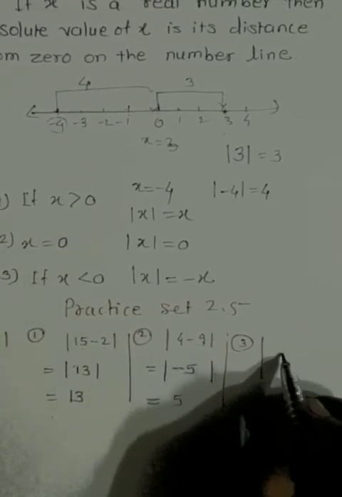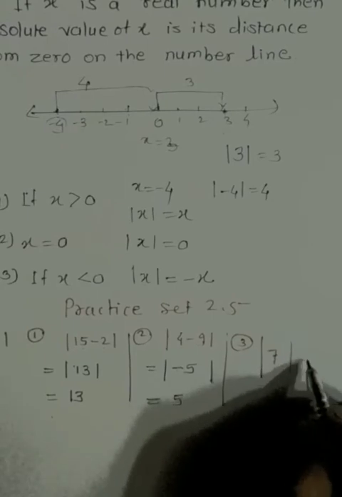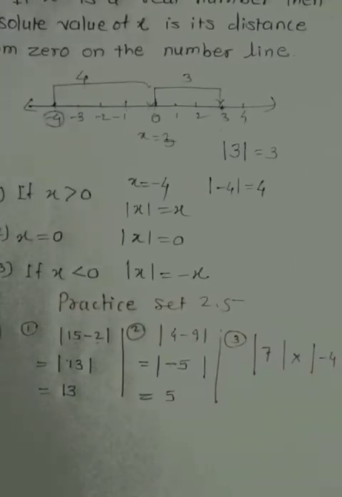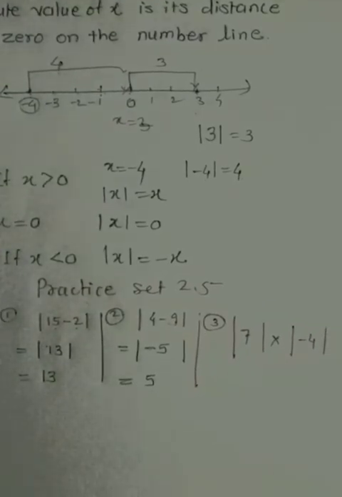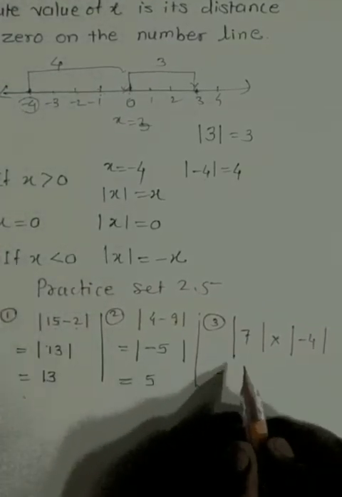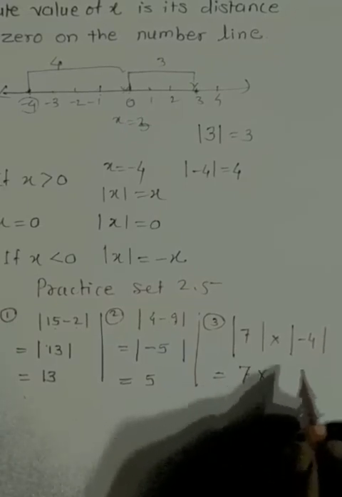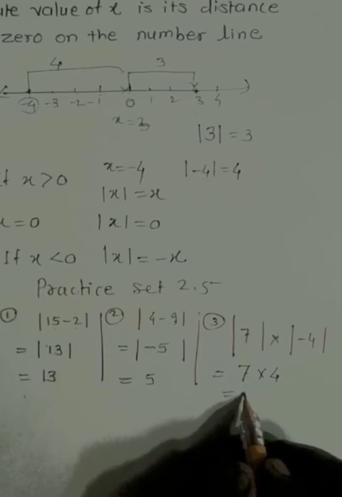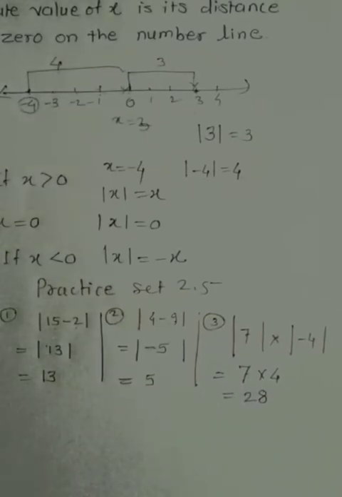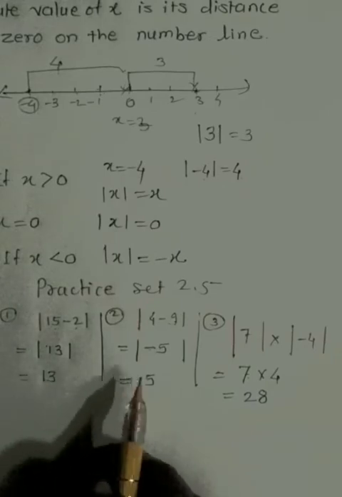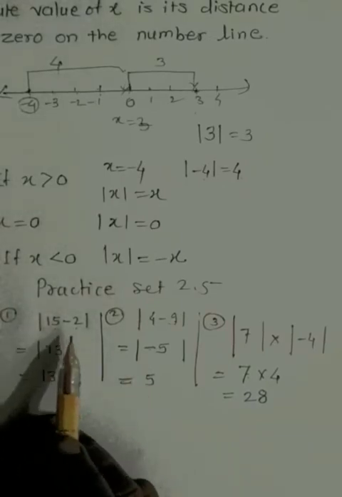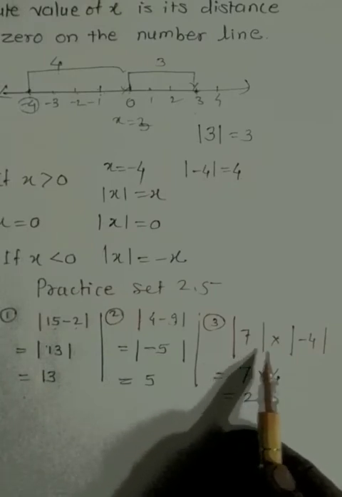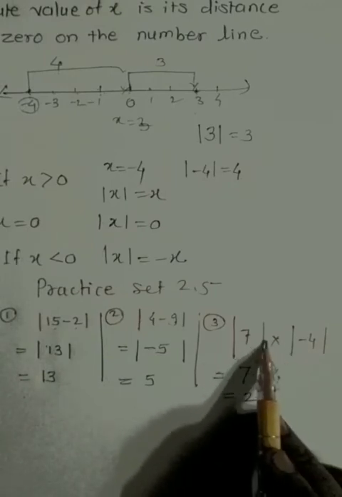Now the third example from the same question: absolute value of 7 multiplied by absolute value of negative 4. Here two absolute values are given and we have to solve them. The absolute value of 7 is 7, into the absolute value of negative 4, which is 4, and 7 into 4 is equal to 28. In the first two examples, an expression is given inside the modulus sign. In the third example, two separate absolute values are given and then their product is taken.